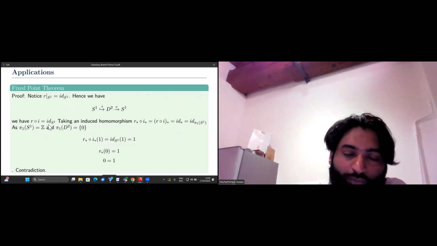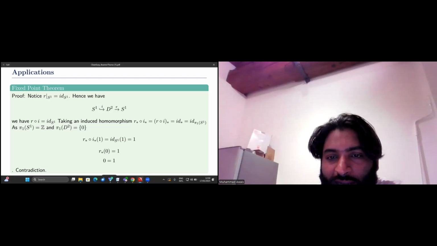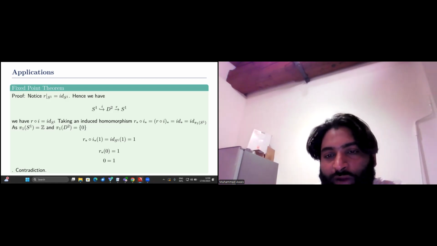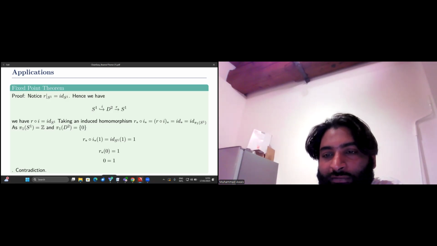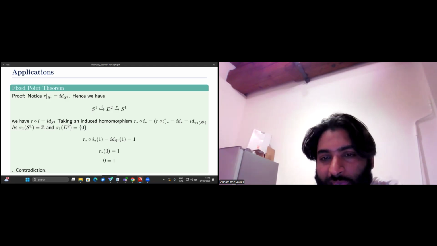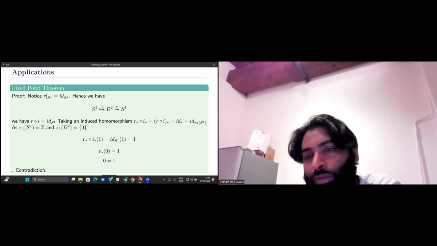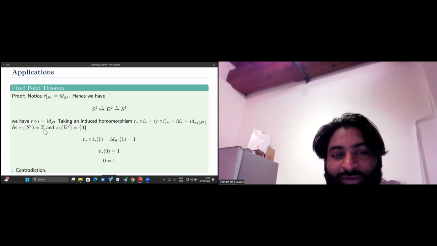So we can take the push forward. When we take the push forward, we get R star composed with I star, by the property of push forward, like we can split it, which is exactly R composed I star. And on the right hand side, it is the identity. So the push forward of the identity is the identity at the level of fundamental group. So we have R star composed I star equal to the identity of the fundamental group of S1, which is Z.